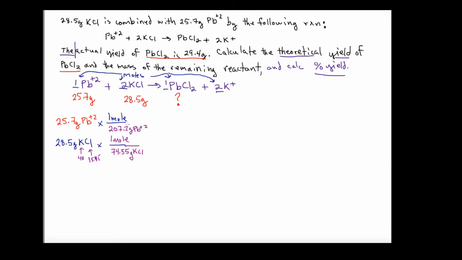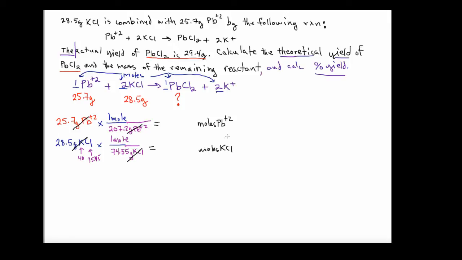All right, and you can see that the mass of the lead cancels with mass of lead, and the mass of the KCl cancels out with grams of KCl. All right, so we've successfully solved for the moles of both of these. I'm going to go ahead and write my label before I deal with my numbers. So we have moles of lead there, and down here we're going to have moles of KCl.